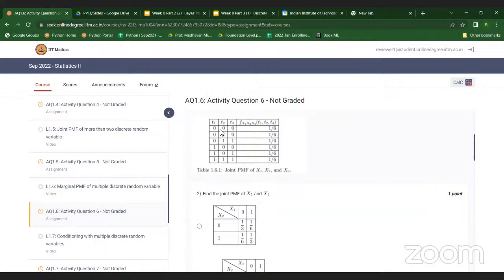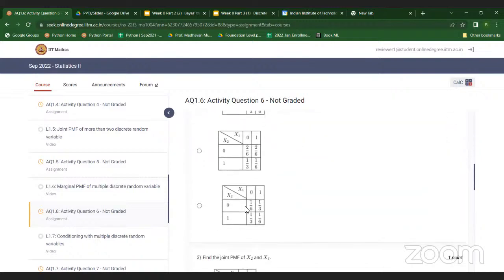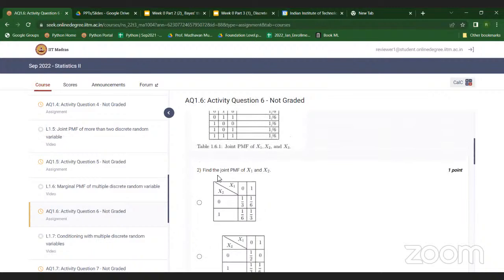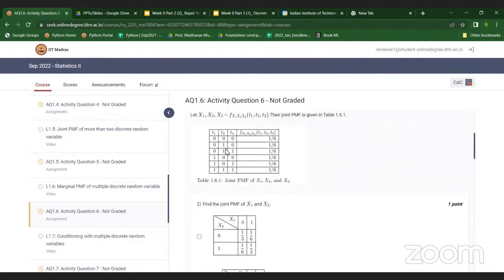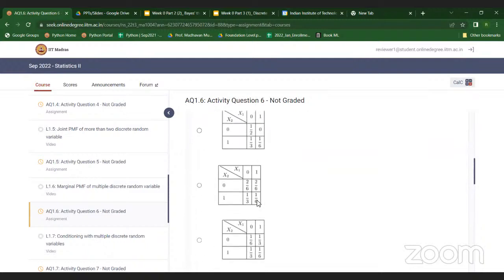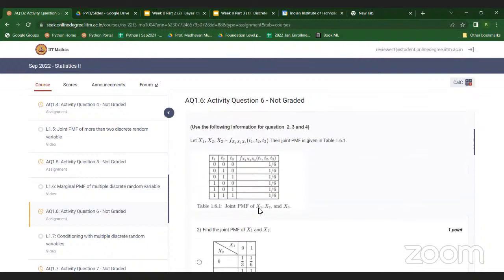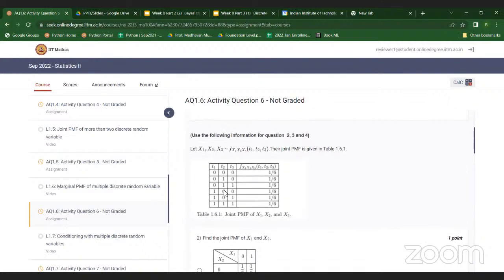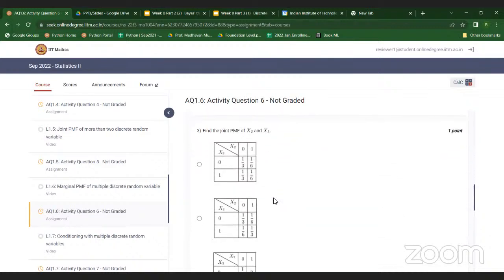Correct. For 0, 0, what do we have? x1 equals 0 and x2 equals 0. You're only getting it here, so it's going to be equal to 1 by 6. And what about 0, 1? 0, 1 is going to be over here, 1 by 6, and over here too, 1 by 6, so 1 by 6 plus 1 by 6 is 2 by 6, which is 1 by 3. And what about 1, 0? 1, 0 is going to be this plus this, 1 by 6 plus 1 by 6, again 2 by 6.